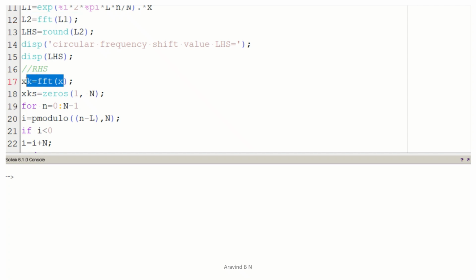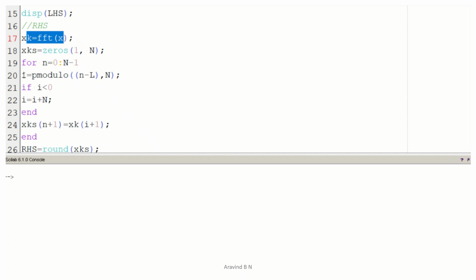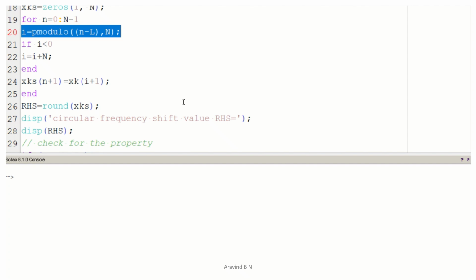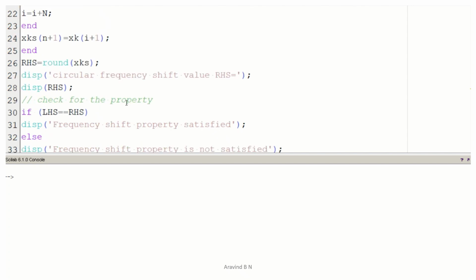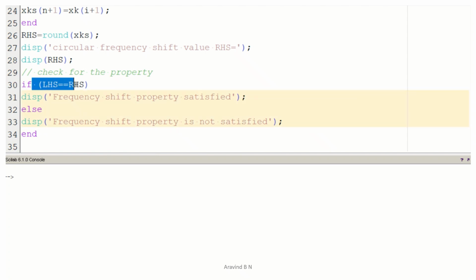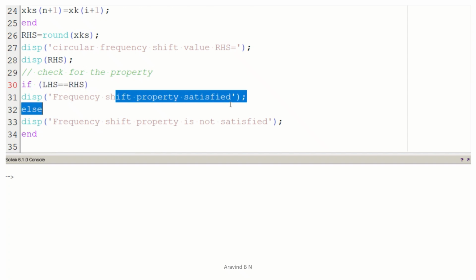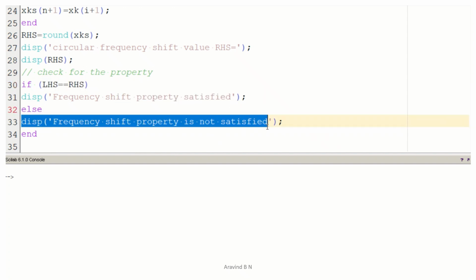And then we are going to calculate X of k minus 2 with respect to the capital N. For that, we use the modulo operation. By solving that, we are going to have the RHS part of the result. Now we are going to make a comparison of LHS and the RHS. If both of them are the same, we say the frequency shift property is satisfied. Otherwise, it is not satisfied.